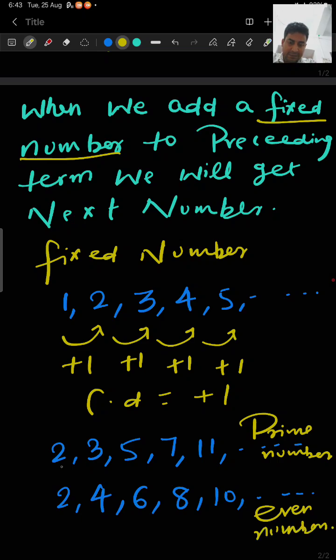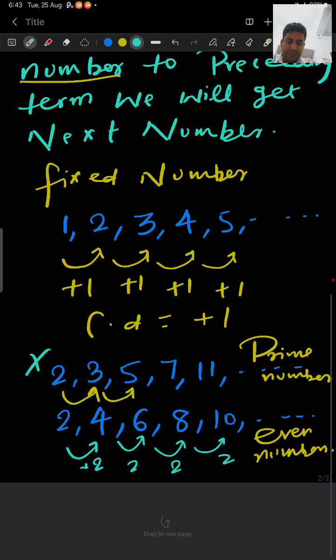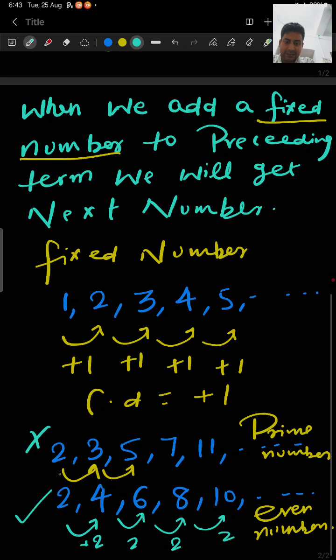Here we see that 3 minus 2 is 1, 5 minus 3 is 2. This is not constant. Okay, then this is not in AP. The first prime numbers are not in AP. In even numbers, 4 minus 2 is 2, here also a difference of 2, then clearly we can say that yes, this is in AP.